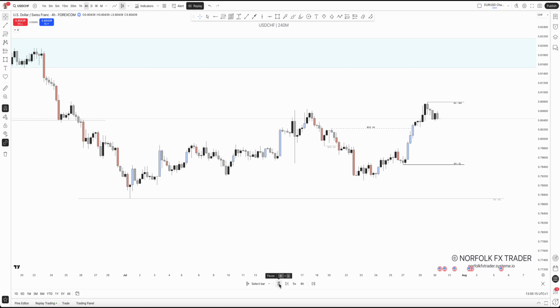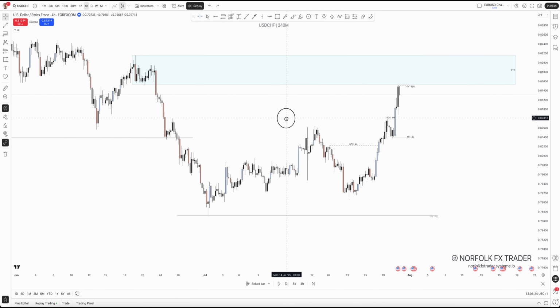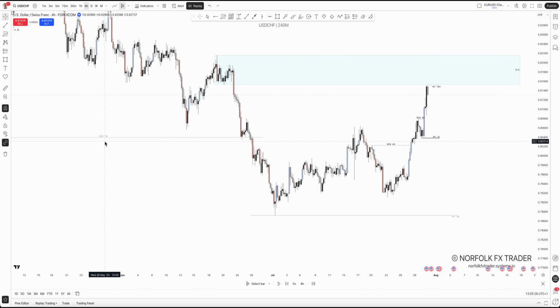This is what we wanted to see. So we got a pullback. Didn't really go into anything here. Now we run up towards our supply. So great. Now we can look at what's happening. We've got currently a weekly and a previous daily area of break of structure in the same area here.